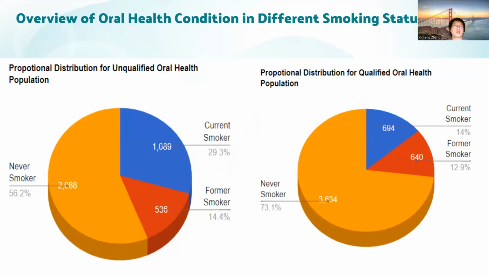Here is the pie chart we use to get a general sense of what kind of data we are using here. As you can see, if we compare the left and the right graphs, among the current smokers, the rate of people with unqualified oral health has increased largely.